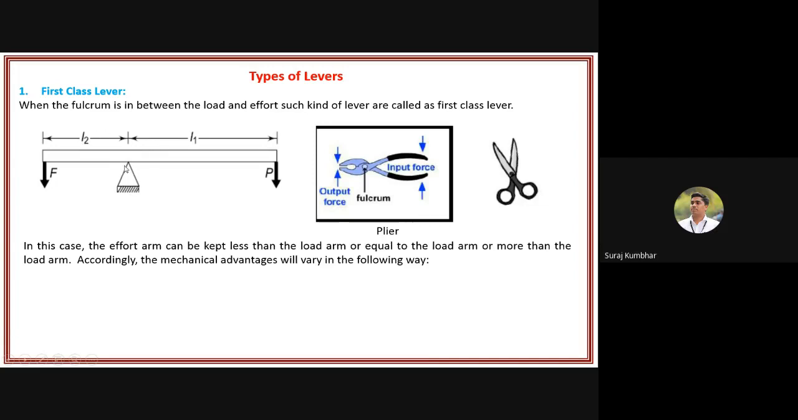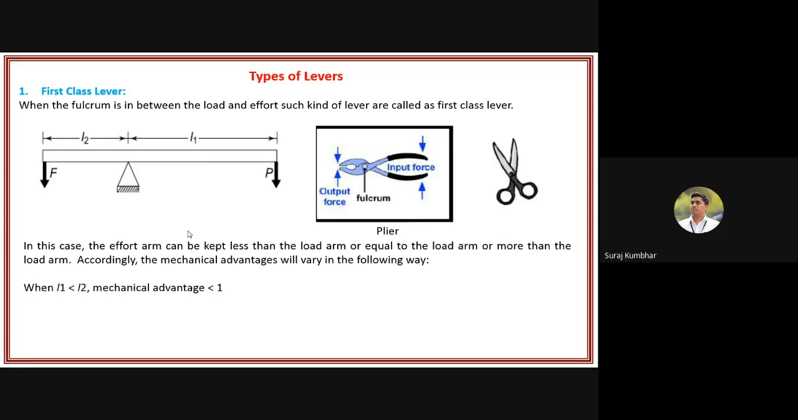Why? Because mechanical advantage F upon P depends totally on L1 upon L2. That is totally dependent on the effort arm and the load arm. So once you change the lengths, the mechanical advantage will vary accordingly. So how is it going to vary?